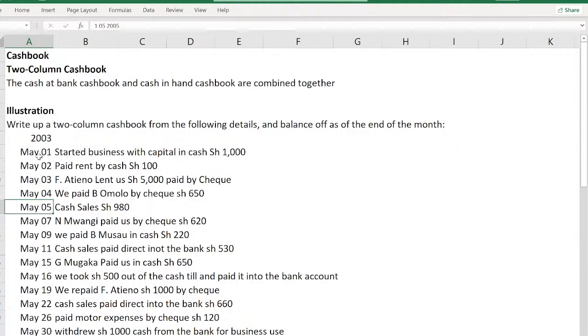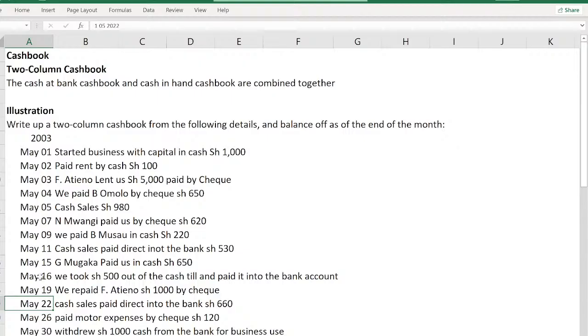May 5, cash sale for 980 shillings. May 7, N Mwangi paid us by check for 620. May 9, we paid B Musau in cash 220 shillings. May 11, cash sale paid directly into the bank for 530 shillings. May 15, G Mugaka paid us in cash 650. Then May 16, we took 500 out of cash till and paid into the bank account. May 19, we repaid F Atieno 1,000 by check.